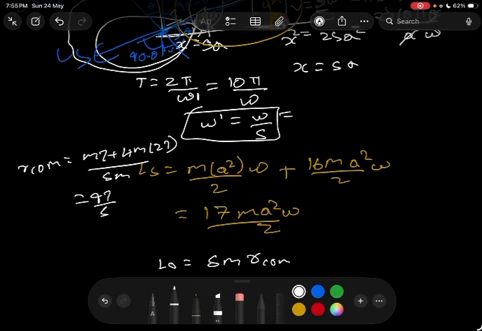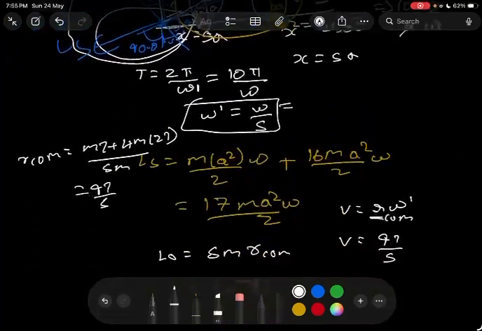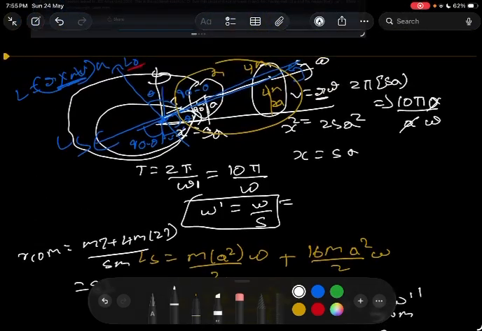That's it, guys. We found the value. We will just substitute here: 5m, 9L by 5, and we want the v value. v equal to r omega dash, where r is the center of mass, so v equal to 9L by 5. What is omega dash? Not this one, so omega double dash. We found the omega double dash for this.